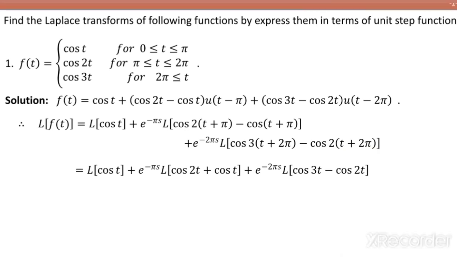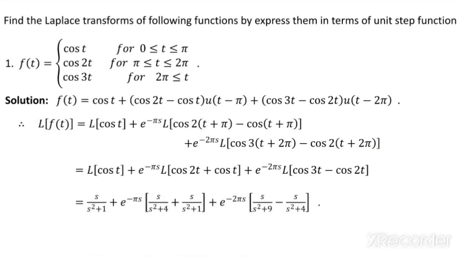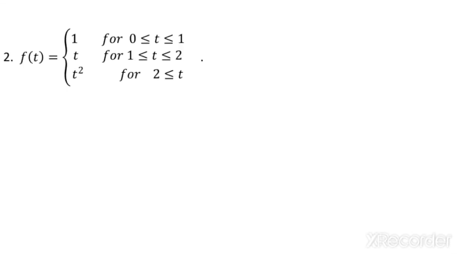So apply the result directly now. You know the cos at result, s by s square plus a square, here the multiplicity is 1, so s by s square plus 1, and the rest all in a similar way: e power minus pi s by s square plus 4 plus s by s square plus 1, e power minus 2 pi s by s square plus 9 minus s by s square plus 4, correct.